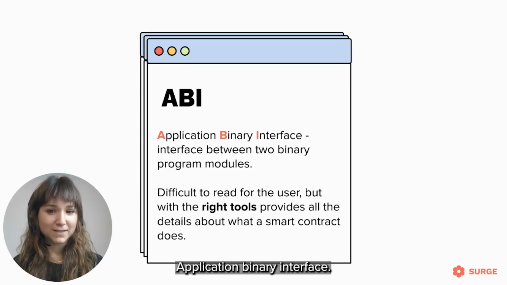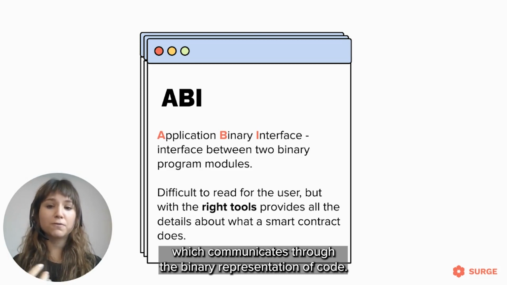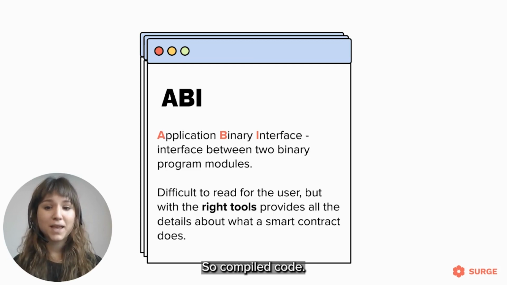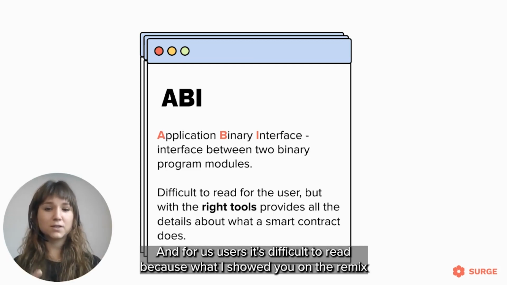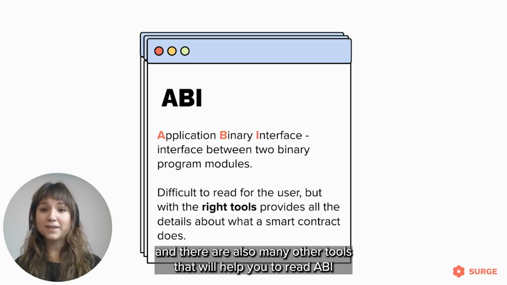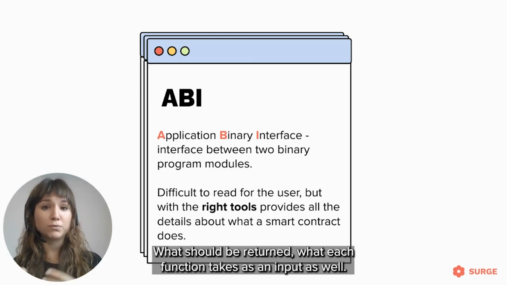Application binary interface. It is an interface between two programs which communicate through the binary representation of code, so compiled code. And for us users, it's difficult to read, because what I showed you on Remix was already a transformed version of an ABI that is easy to read for us. There are also many other tools that will help you to read an ABI and understand what the contract is doing and what is happening in each function, what should be returned, what each function takes as an input as well.